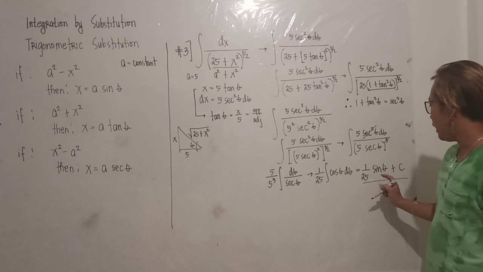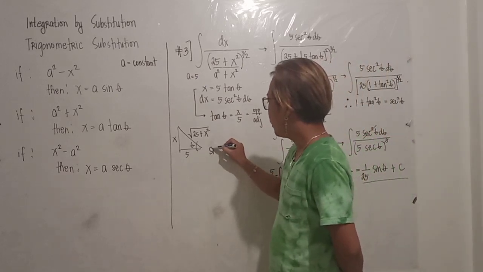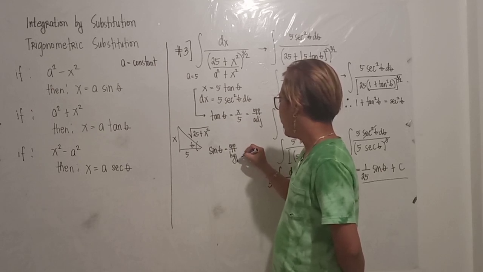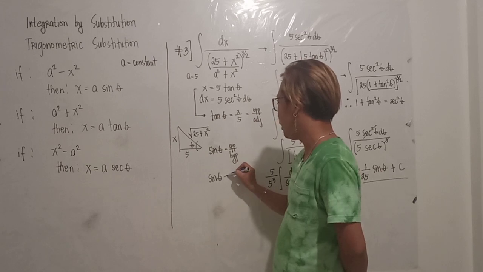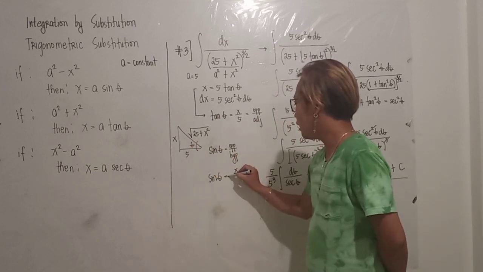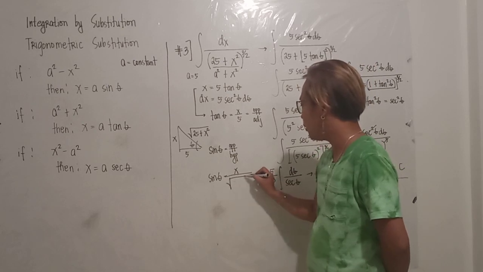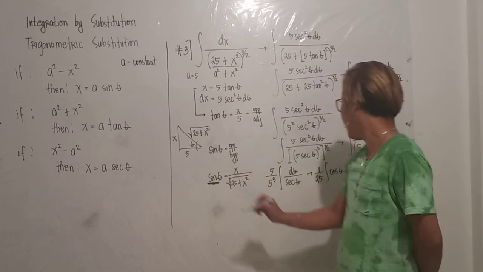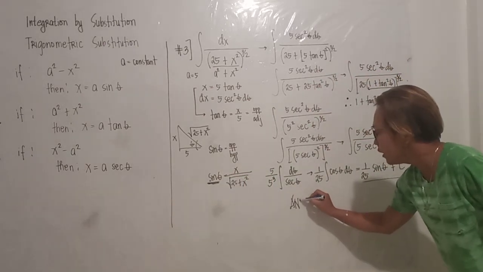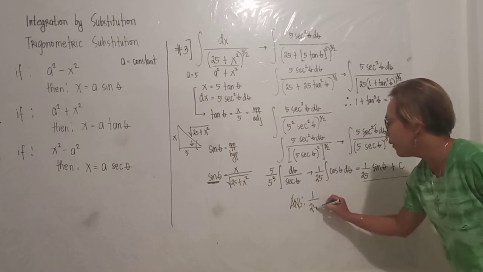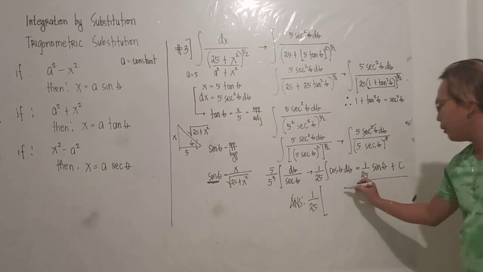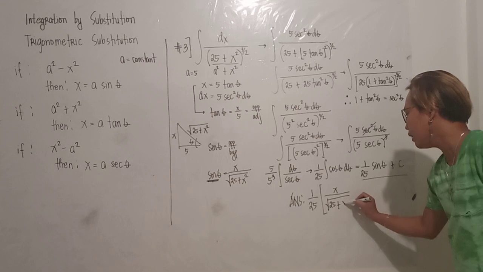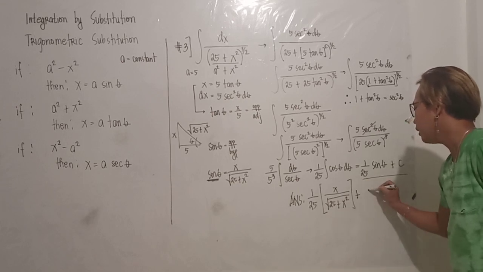So ang kailangan natin is sine theta. So sine theta is opposite over the hypotenuse. So sine theta now is equivalent to the opposite, which is x, over the hypotenuse, which is the square root of 25 plus x squared. So you now have your sine theta. So the final answer in this equation is 1 over 25 multiplied to x over the square root of 25 plus x squared plus c.